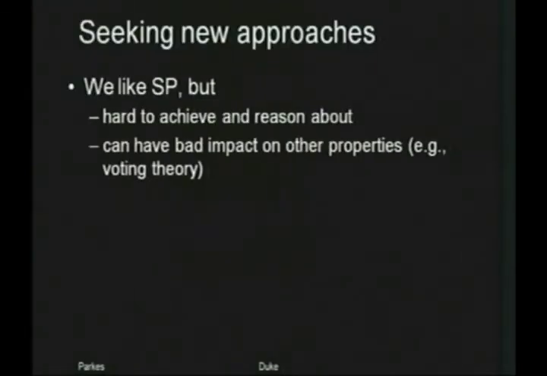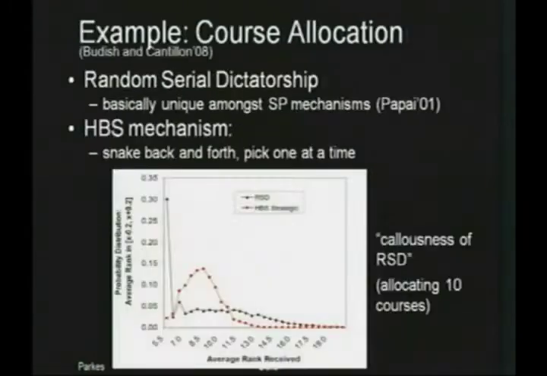Okay. So back to the main thread. We like strategy proofness. It can be hard to work with, like I just mentioned. And it can also have a bad impact on other properties. Let me give you an example of that. I mentioned course allocation on an earlier slide as an application. So at Harvard Business School, they actually use a mechanism to allocate students to classes. You don't just get to register in a class. You have to participate in a virtual market to bid for the right to register in a class. This is fine at a business school.